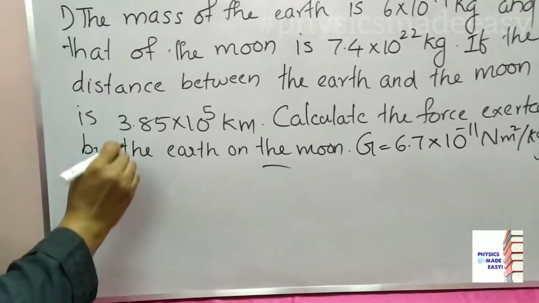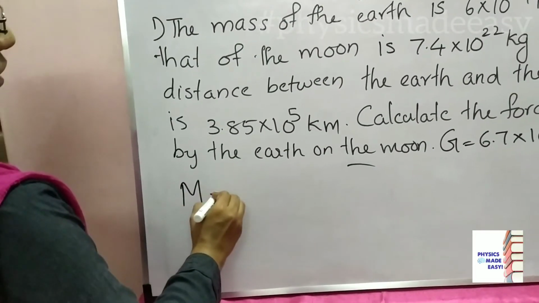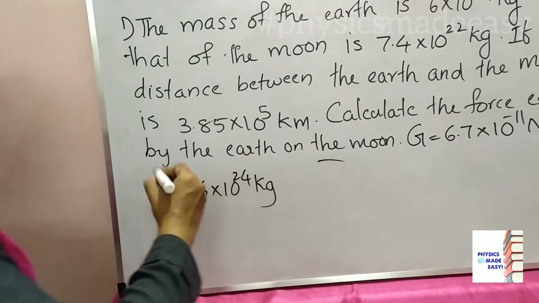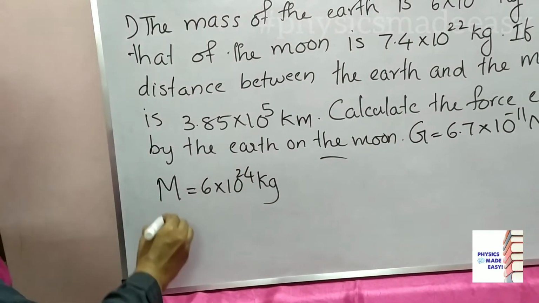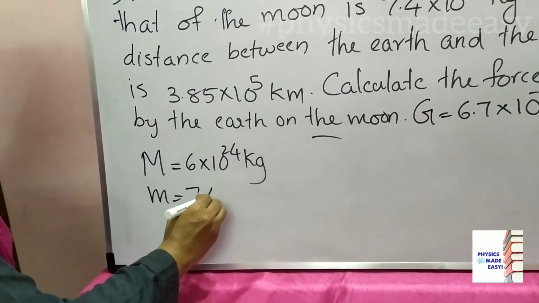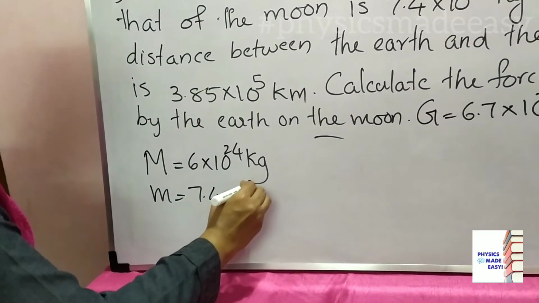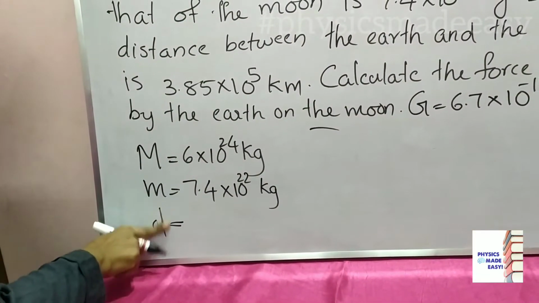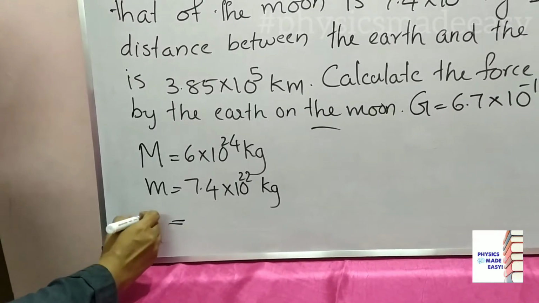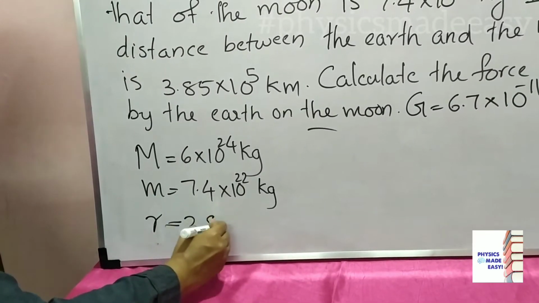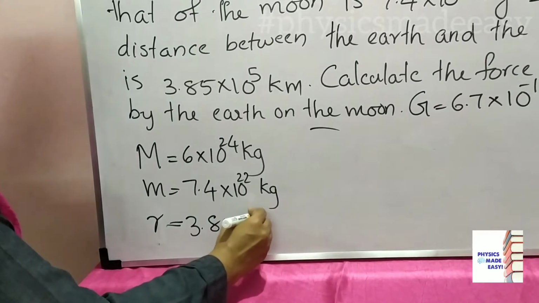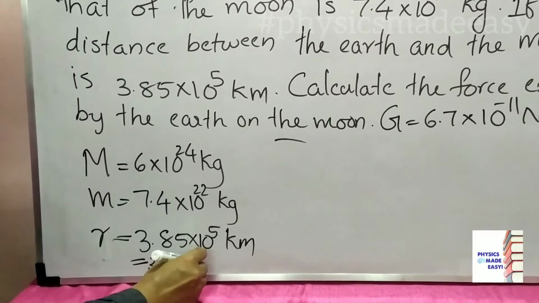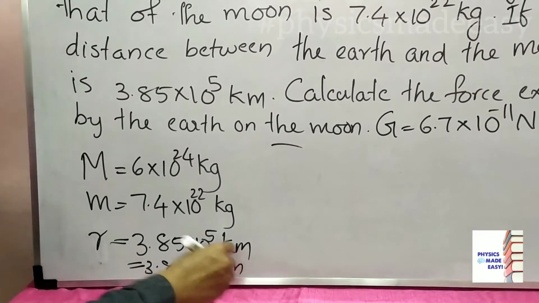So you have to write the given quantities. Mass of the earth is equal to 6 into 10 raised to 24 kilogram, or you can write M1 also, no problem. Then mass of the moon is 7.4 into 10 raised to 22 kilogram. The distance between both, we can take that as R, that R is equal to 3.85 into 10 raised to 5 kilometer. This is equal to 3.85 into 10 raised to 8 meter.